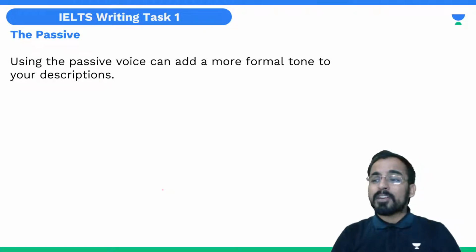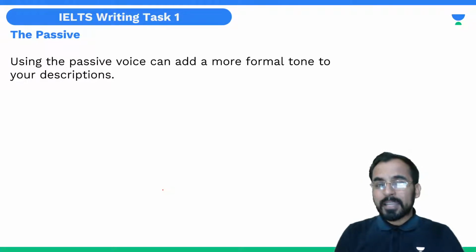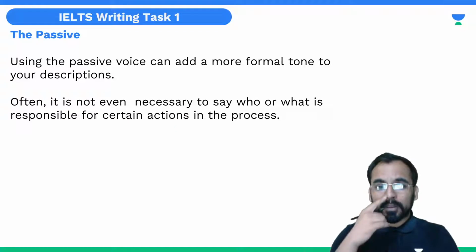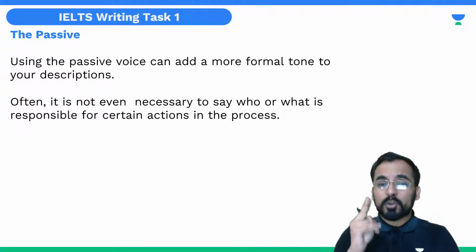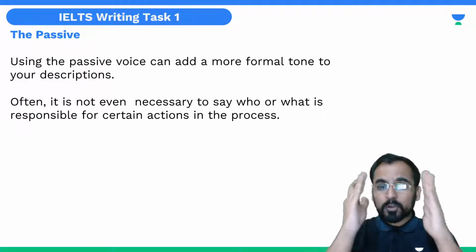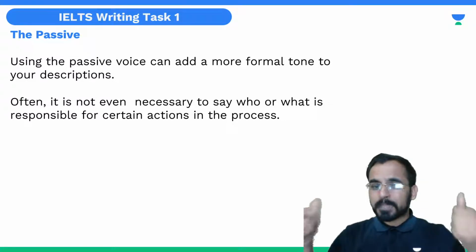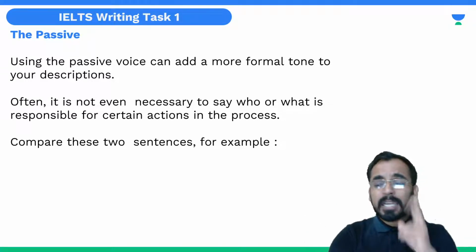Now, why do we need to use the passive? Why can't we just do without it? Now the reason is, when you add passive voice, it adds a more formal tone to your writing. How? We'll see. And secondly, as I told you, it's not even important to tell who is responsible for the action, who is doing the action, or what is causing the action. We are focusing only on the action and not on the agent doing it. Exactly. Now I'll give you two sentences.